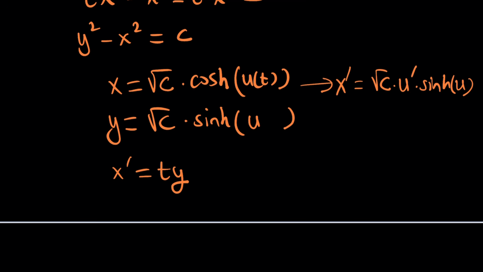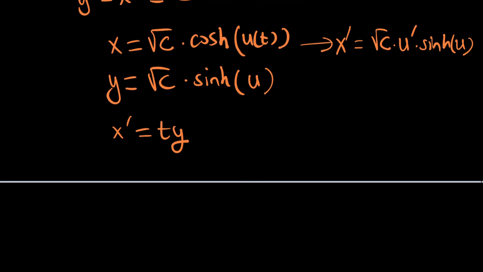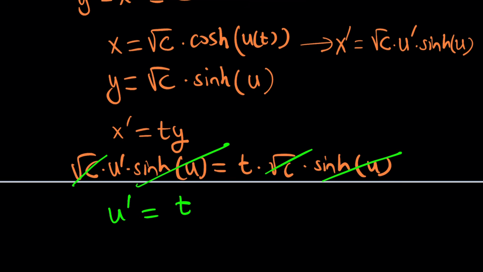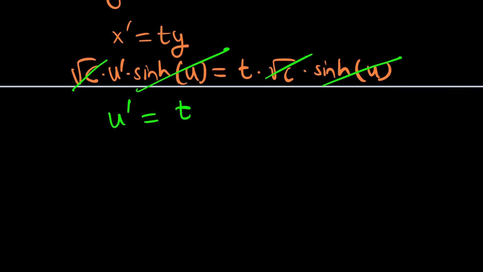So now, we're going to substitute this. We know that x prime is ty, so square root of c times u prime times sine hyperbolic of u equals t times y, which is square root of c times sine hyperbolic of u. Guess what? That'll cancel out the sine hyperbolic and the square root. We're going to end up with something super nice. u prime equals t. Isn't that cool?